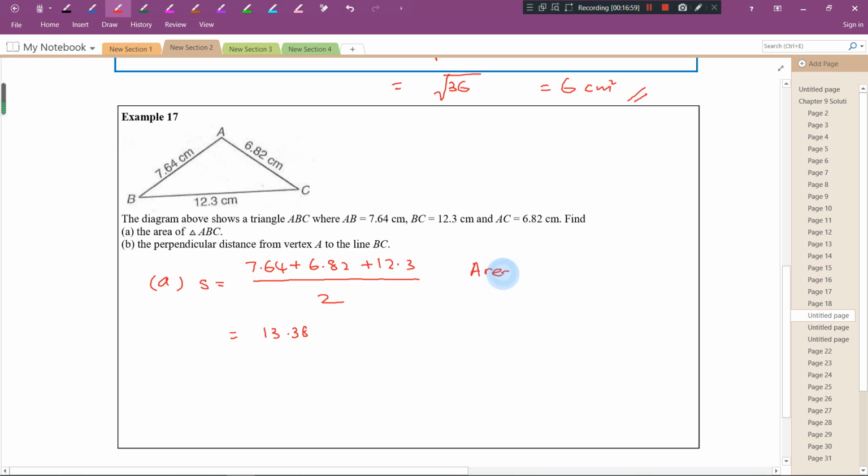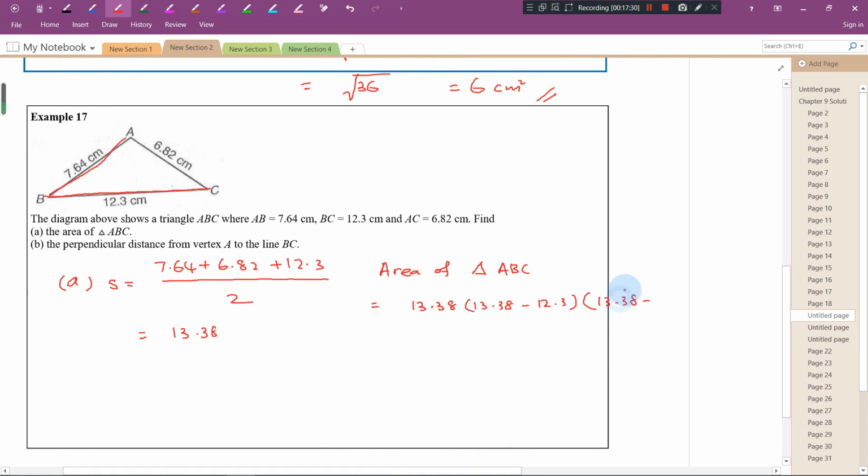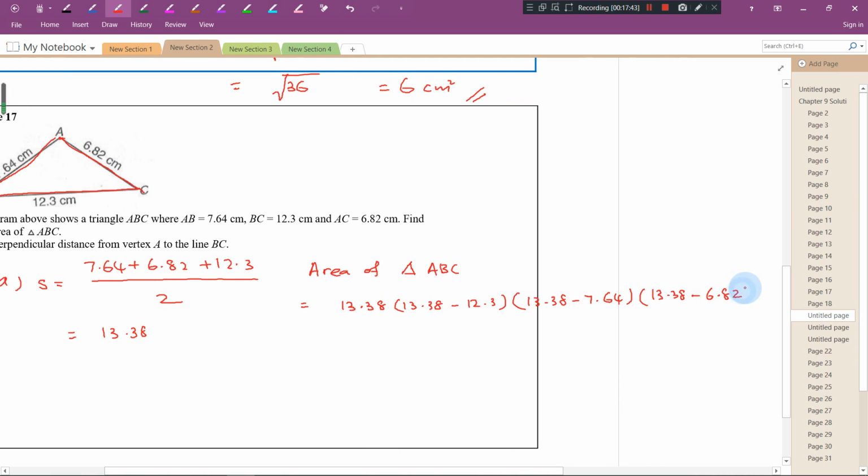Okay, now the area of triangle ABC will be equal to, so we have S, which is equal to 13.38, times 13.38 minus 12.3, for this side, then times 13.38 minus 7.64, and the last one, 13.38 minus 6.82, and then don't forget we need to square root the whole thing.